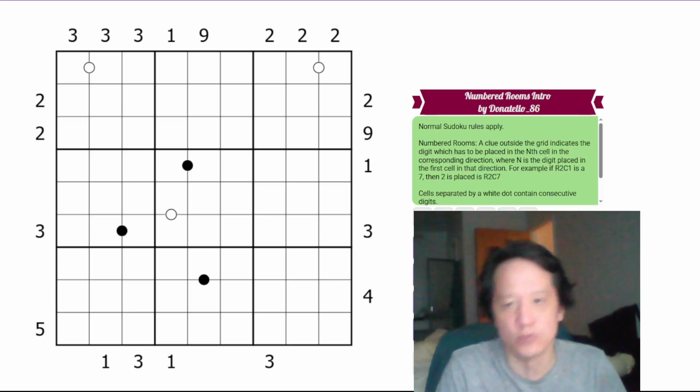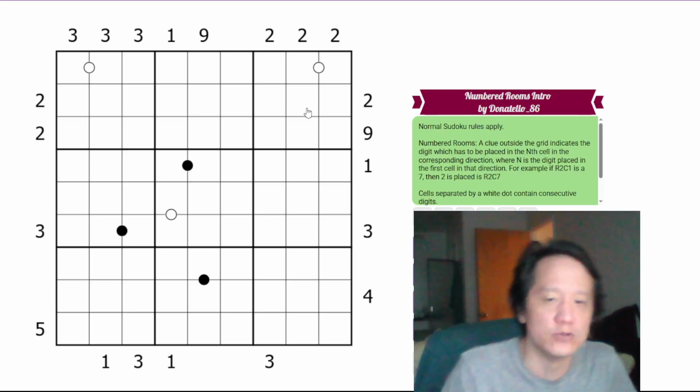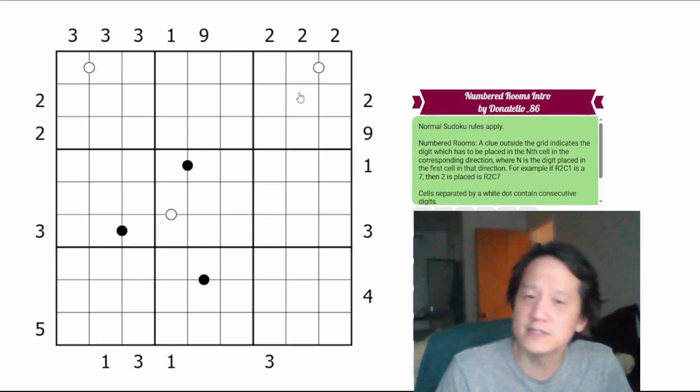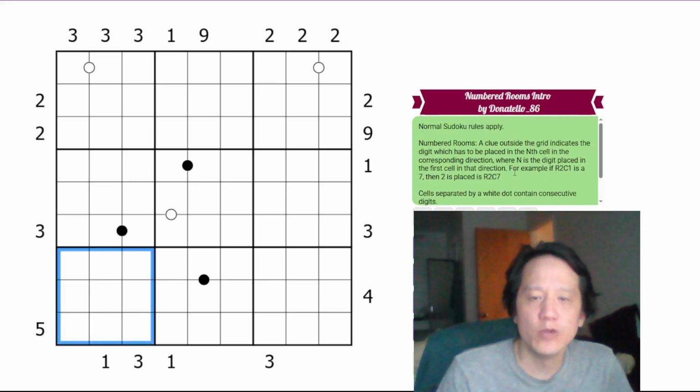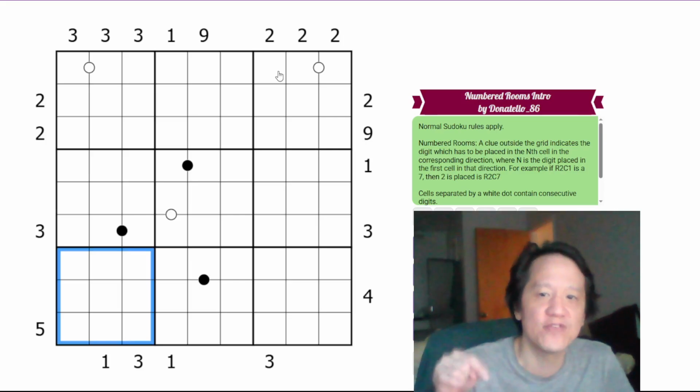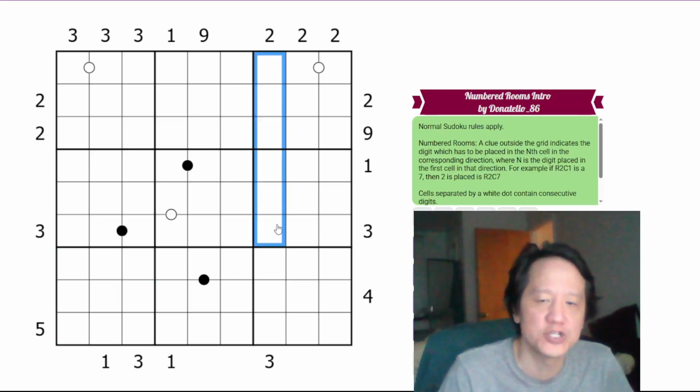And here are the rules. Normal Sudoku rules apply, which means place a single digit from 1 through 9 in every cell in the grid such that there are no repeats in any row, column, or box. We have numbered rooms, where a clue outside the grid indicates the digit which has to be placed in the nth cell in the corresponding direction, where n is the digit placed in the first cell in that direction.